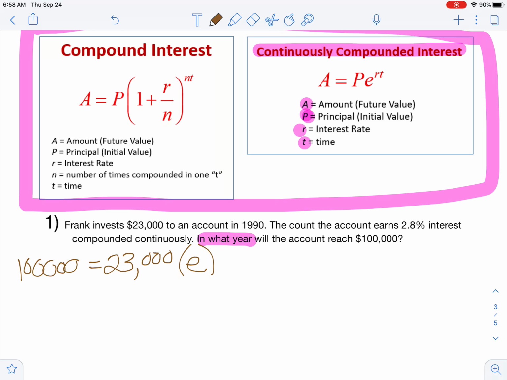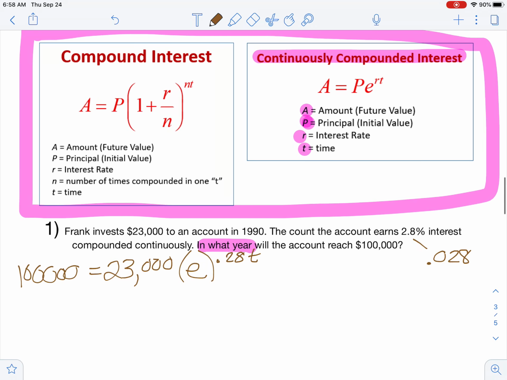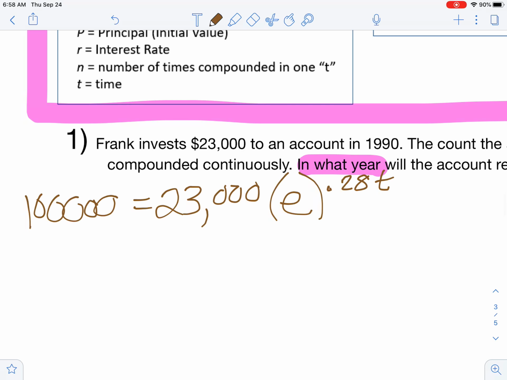E is just part of the formula. Again, it's a number. And R, as a decimal, is 0.028. So 0.028 times time. So that equation is after we plug everything in. We're going to solve for t just like we have been doing for exponential equations. We've got to divide by this number in front of e before I can change it to a logarithm.